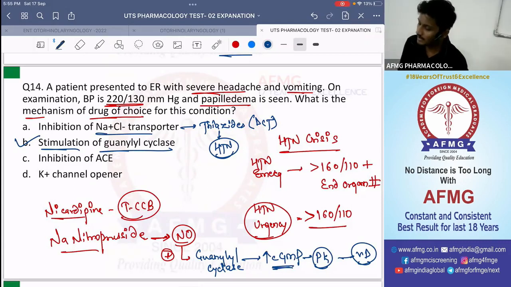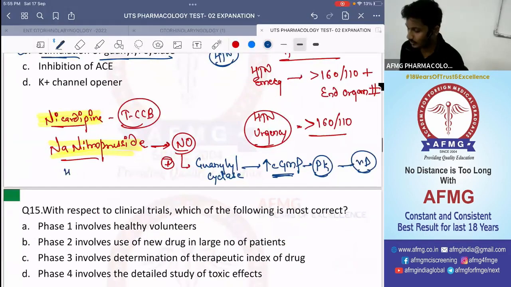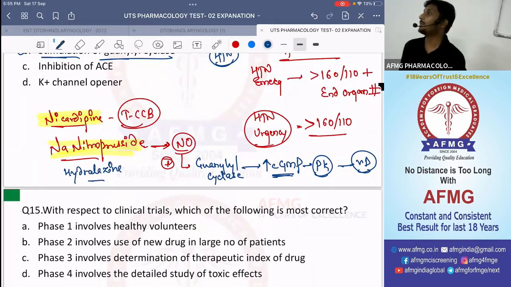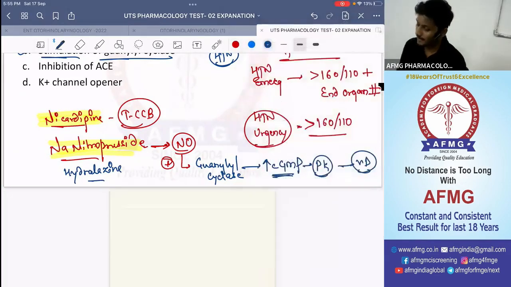In hypertensive crisis, when there are only CNS symptoms, the answer can be nicardipine. But when there are other symptoms, the answer should be sodium nitroprusside, because it is the fastest acting drug. The other drug which belongs to the same group is hydralazine, and therefore hydralazine can be used in hypertensive emergency in pregnancy, but still it is not the drug of choice in hypertensive emergency in pregnancy.